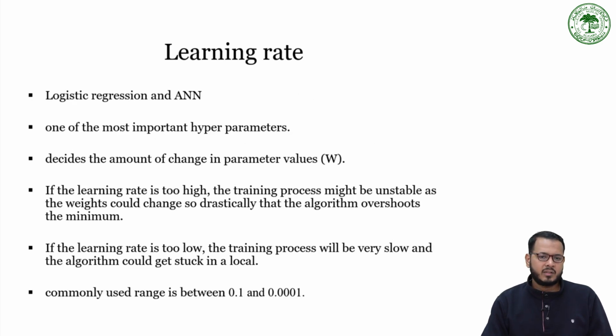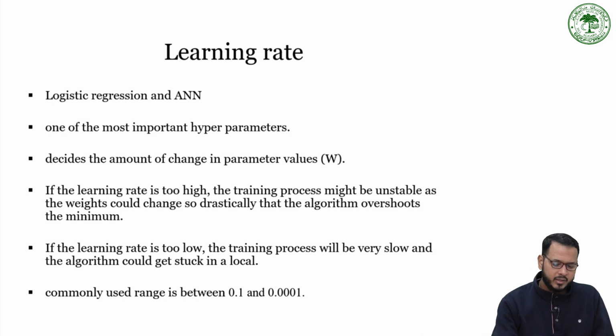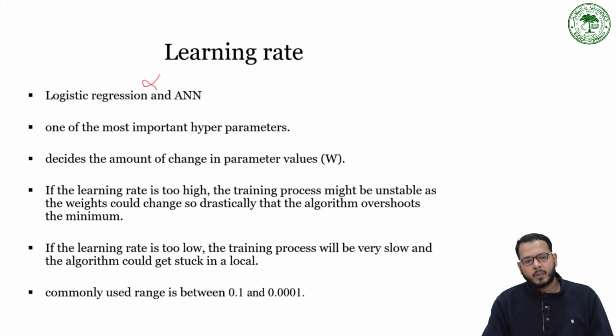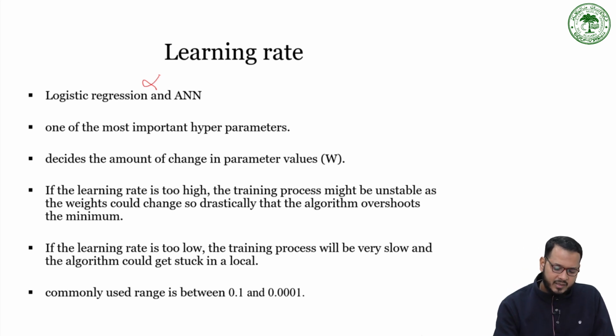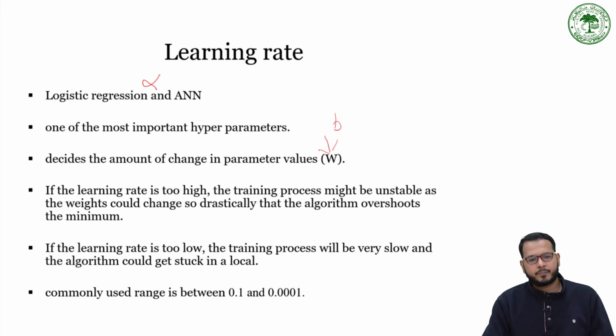We have seen this hyperparameter learning rate many times now, especially in logistic regression and artificial neural networks. We represented them in the equations with the help of alpha. It is one of the most important hyperparameters of both the algorithms, and they decide the amount of change in the parameter values, or we also say the coefficient values, often referred as W in artificial neural network, and in logistic regression we represented them with the term B or bias.